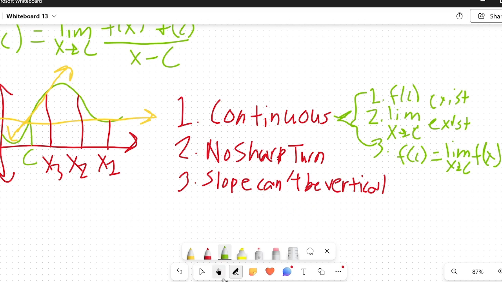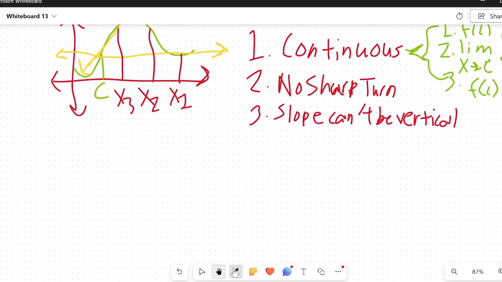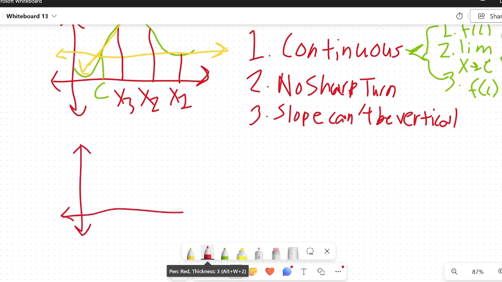But essentially what no sharp turn means is, if we take a graph of something like so, let's say we have something that looks like this, and then we have a sharp turn like that. At that point right there, the point at the top, it's not differentiable because at that very point, we don't know if we want to consider the negative slope or the positive slope or anything in between. So if there's a sharp turn like that, the derivative doesn't exist. And of course, if it's vertical, it doesn't exist.